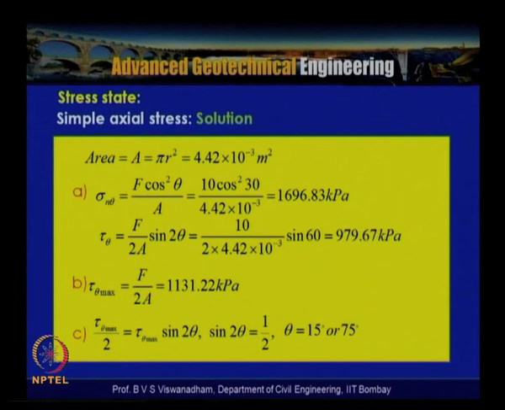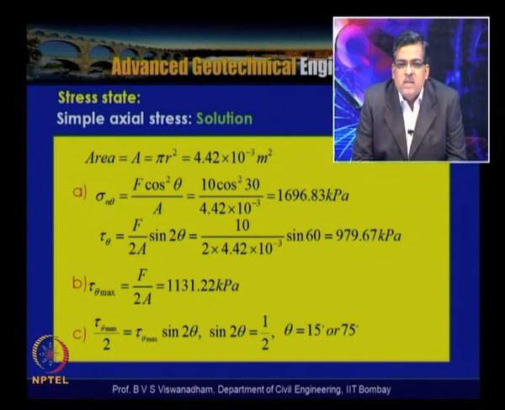And tau theta is nothing but F by 2A sin 2 theta, that is nothing but 10 by 2 into 4.42 into 10 to the power of minus 3 into sin 60. So with that, 979 kilopascals is the tau theta. But if you look into this, the tau theta maximum occurs at 45 degrees, if it is horizontal, or tau theta maximum is equal to F by 2A.